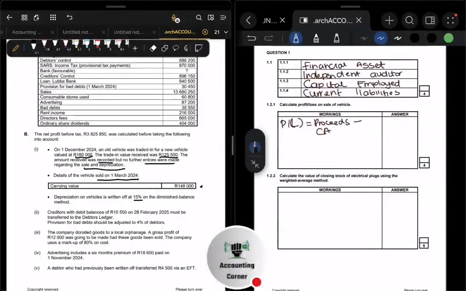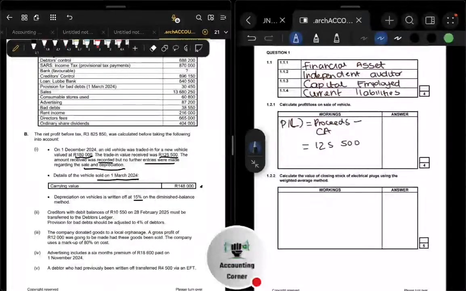So we are told here that the trade-in value received was 125,500, meaning for trading in our vehicle, that's how much we got. But we didn't get that in cash. It was used to buy the new car. So our proceeds, we already know them, equal 125,500. Okay. Then the next part we need to calculate is the carrying, what's this? The carrying value on the date of sale.